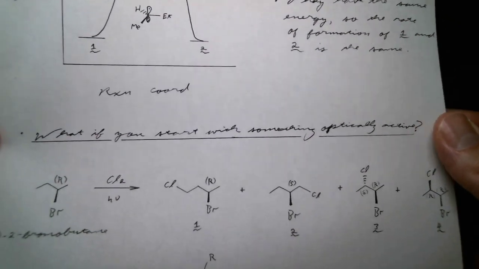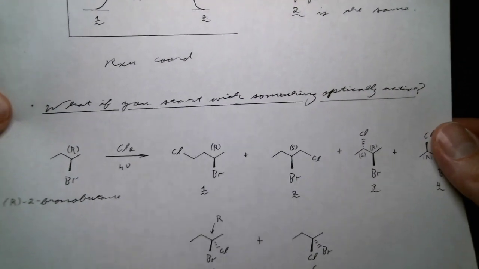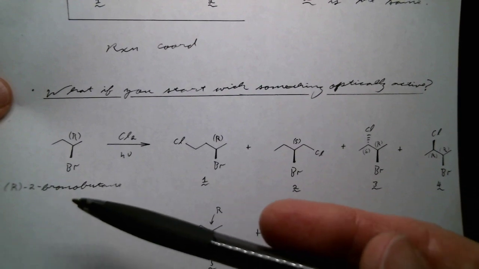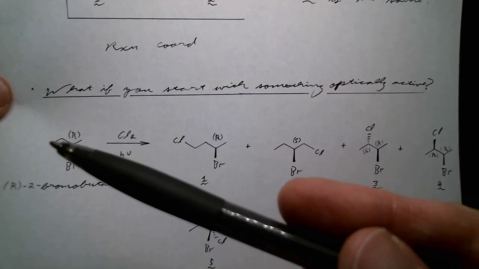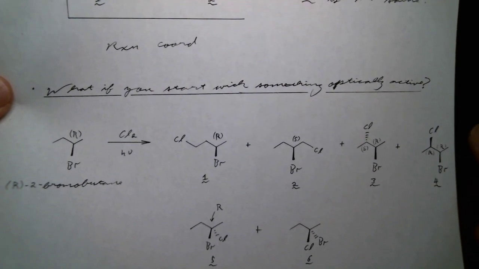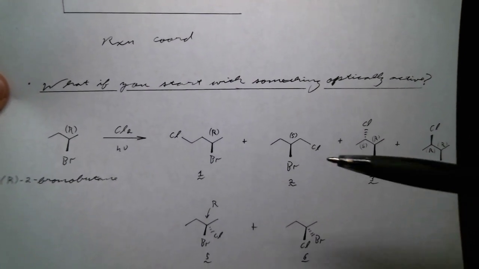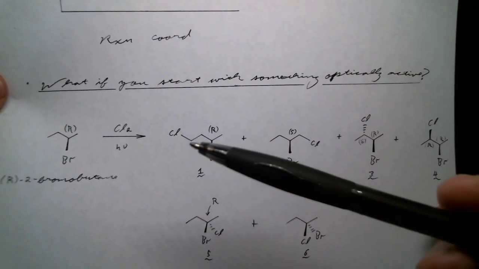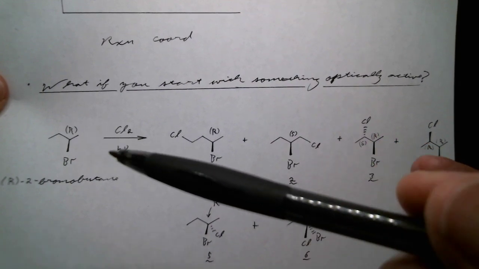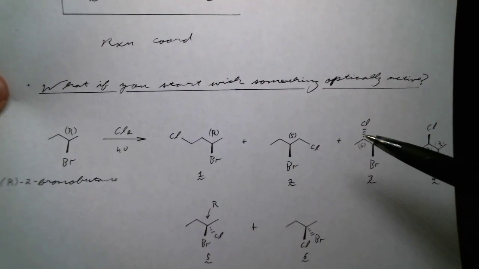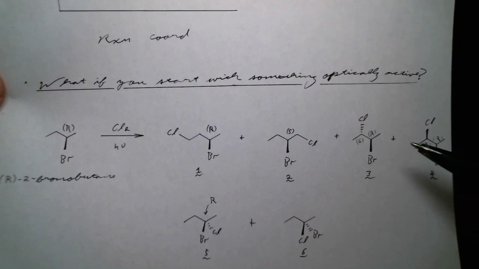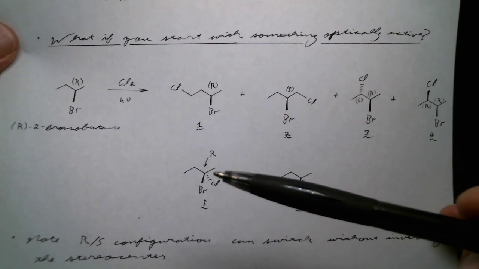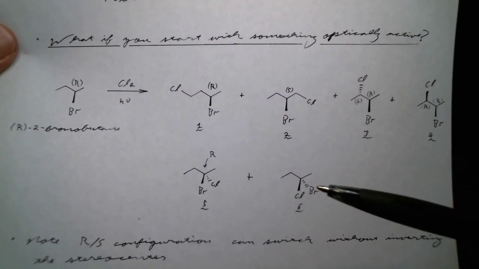What if you start with something that is optically active? So let's say, for example, we're going to chlorinate (R)-2-bromobutane. Somehow we isolated our (R)-2-bromobutane. We're going to just proceed with chlorination. Well, chlorination is less selective. You might chlorinate some primary carbons, either this terminal carbon or the other terminal carbon, or you could chlorinate the secondary carbon that's left that is not the carbon bearing the bromine, or you might even chlorinate the carbon bonded to the bromine.